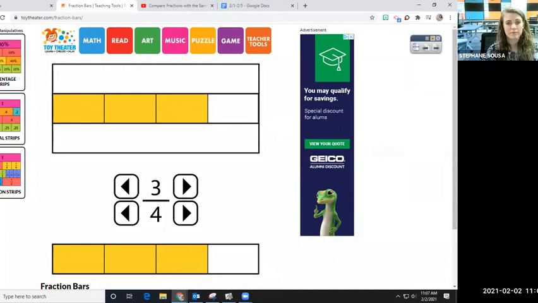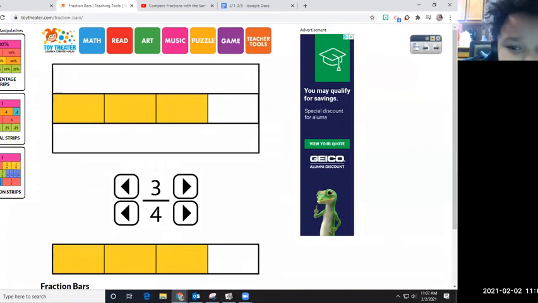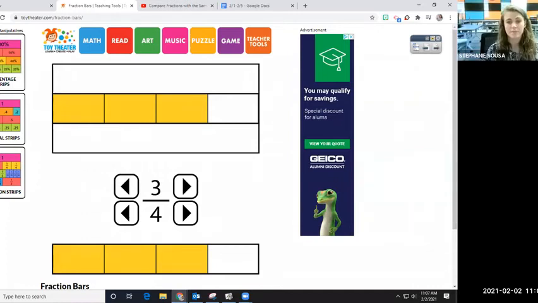Yes, William. Could I take a picture of it and send it to you? That's what we're going to do. We're going to put it on Seesaw.